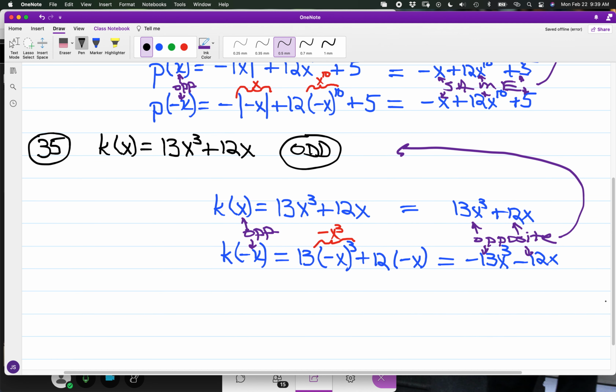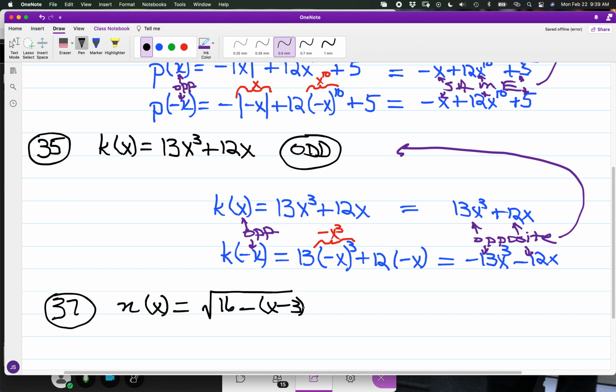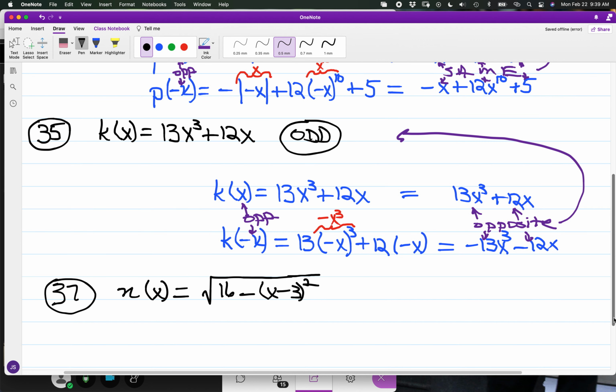Now, in the case of number 37, we have our function n of x equal to the square root of 16 minus the square of x minus 3.